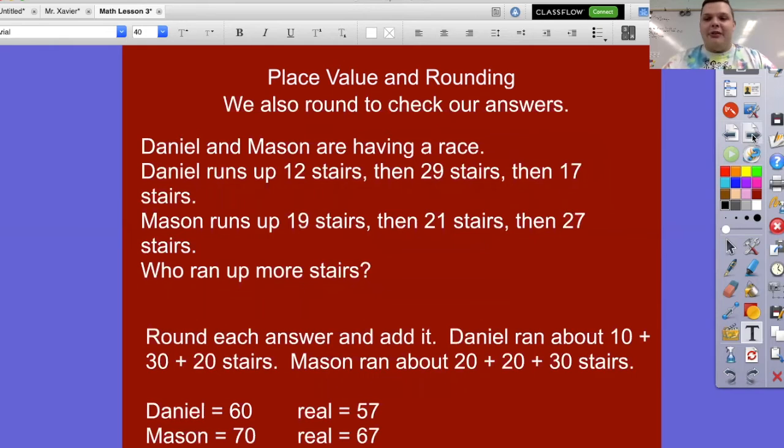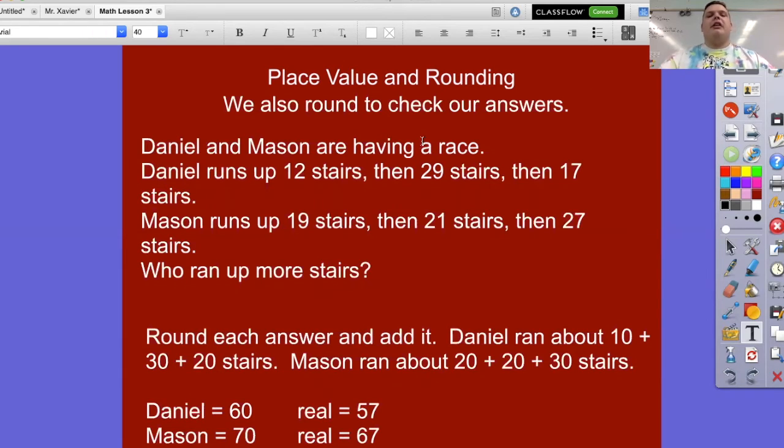We also round to check our answers, okay? When we start doing some harder level math, it's going to be really crucial that you check your answer in your head first and ask, does that make sense with what I estimated earlier? We will be practicing this in a future lesson.